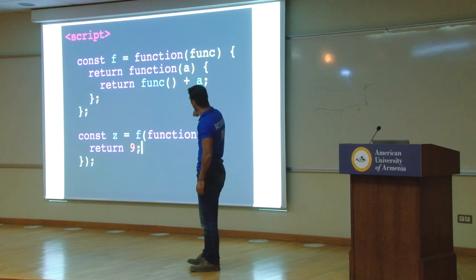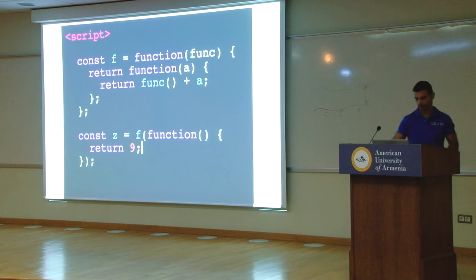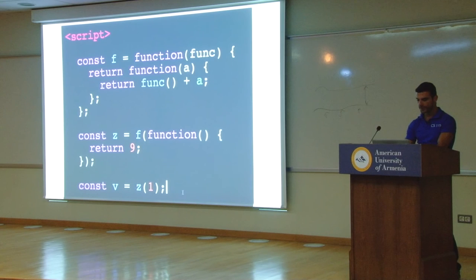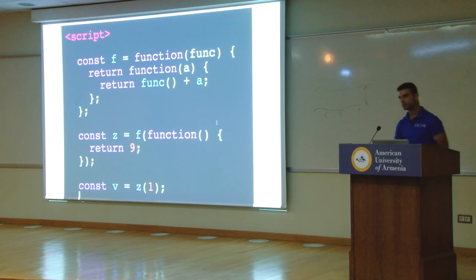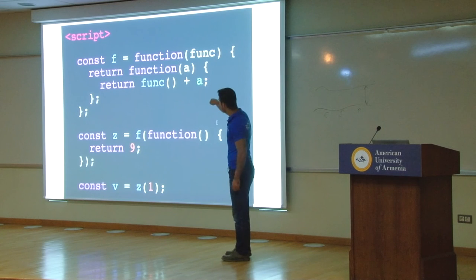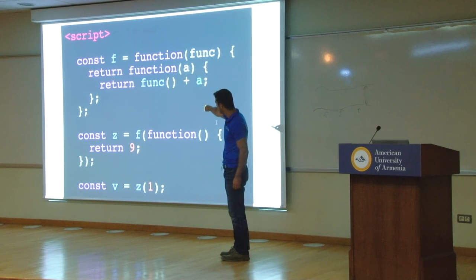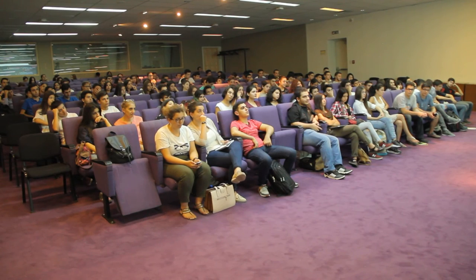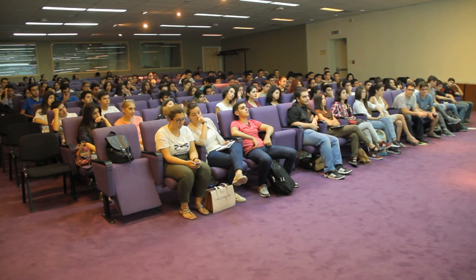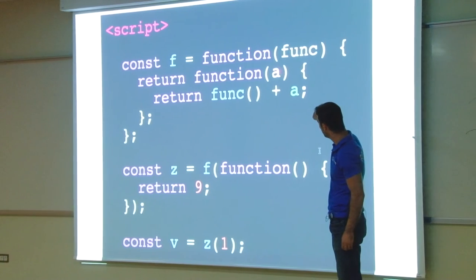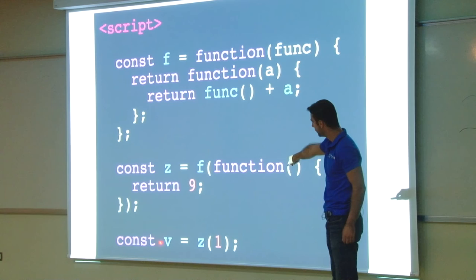You get it? OK, then now if I call z, and I give it another value, like a 1. What is now the value of v? 10. So what will happen is it will run func. Remember, func is this function that we passed in. Running it means it goes and it returns a 9. So that means this here is a 9. That a is whatever gets passed here, which was this 1. This gets passed here, so you get 9 plus 1, and get returned 10.